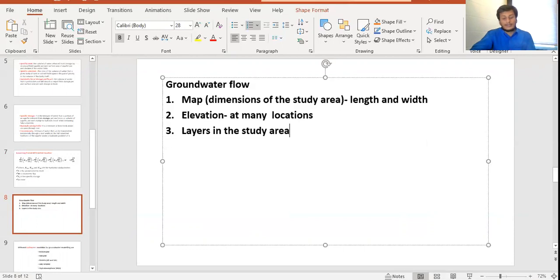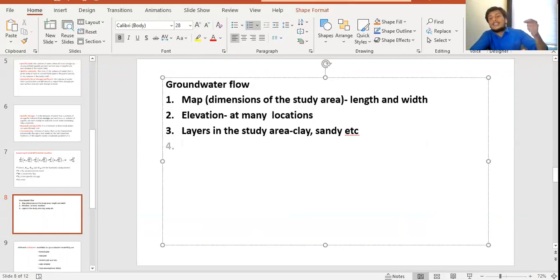The study area includes clay, sandy soil, etc. Then, after getting this, we have created the surface of the model. Now we are going to model the groundwater.